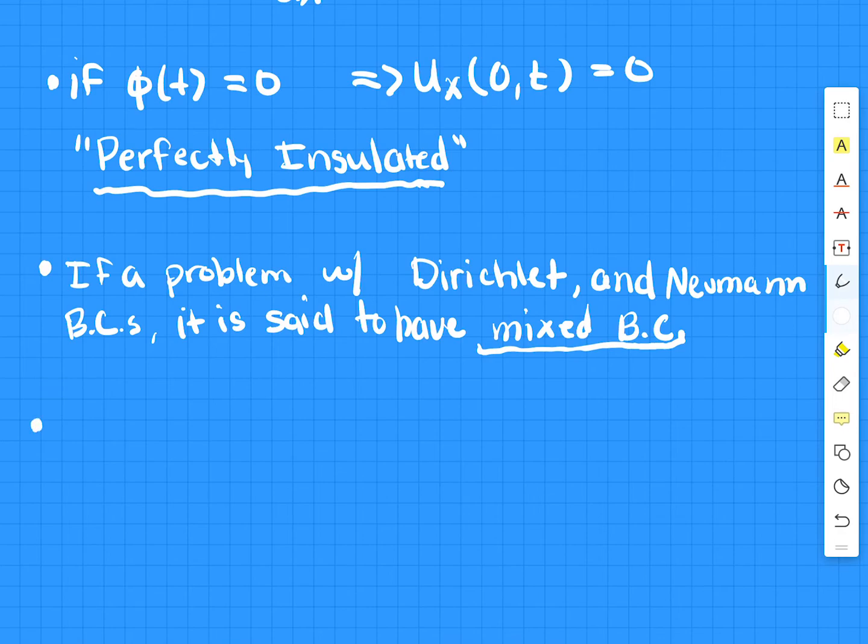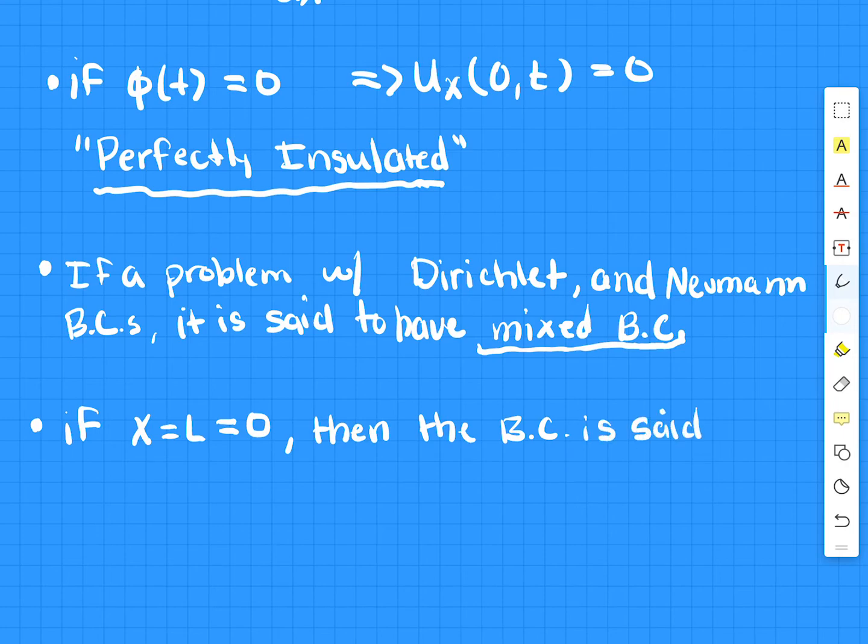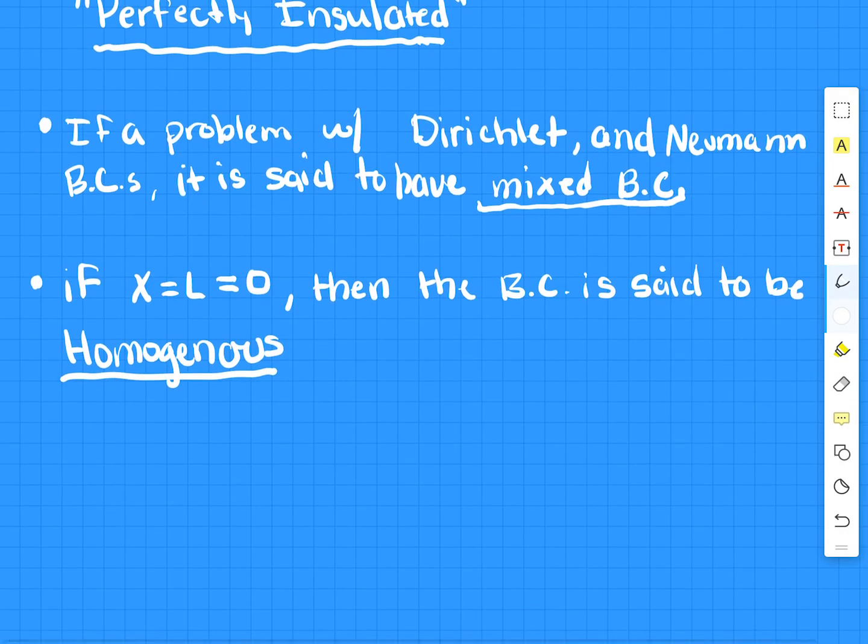And finally, if at the edges we have no heat flow, then the boundary condition is said to be homogeneous.